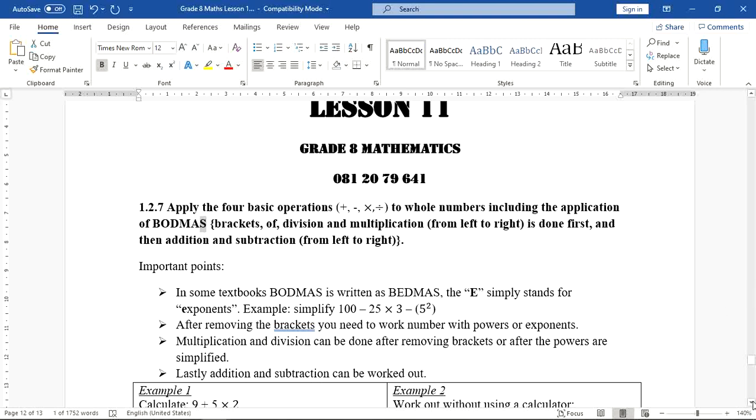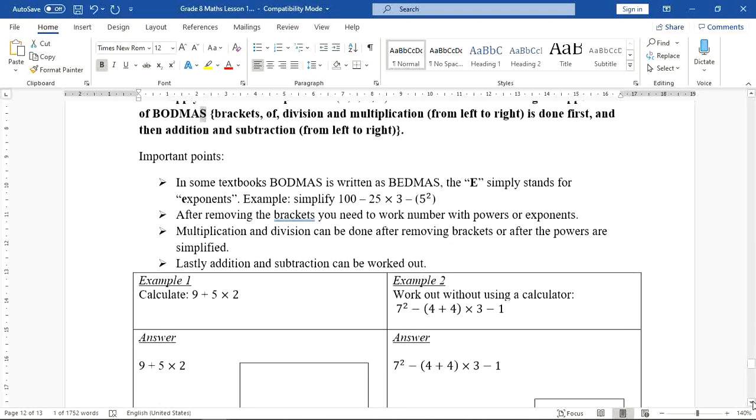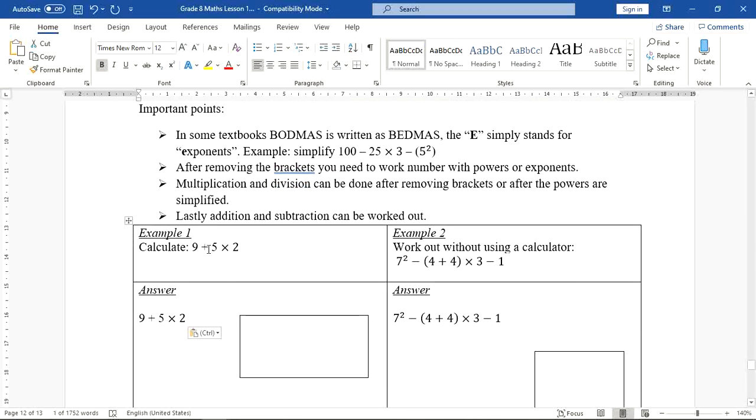Let us look at these 2 examples. The first example says 9 plus 5 times 2. There are no brackets, no exponents, and no division. So what do I need to do? I should do the multiplication. 5 times 2 simplifies to 10, and only then can I do the addition, which will give me 19. So the final answer, if I simplify this, will be 19.